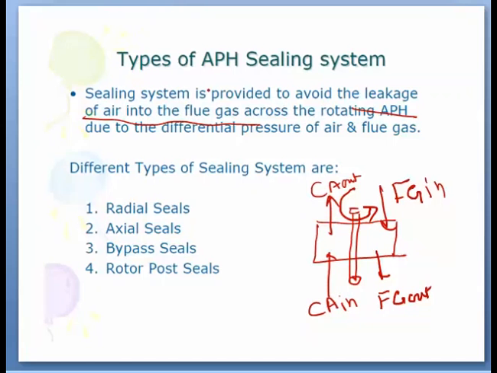So there are different types of seals. The ultimate purpose of providing sealing is to avoid the leakage and short circuiting of the air path with the flue gas path. There are the following types of seals used with the air preheater: the radial seal first, then axial seals, which we will see in detail in coming slides, then the bypass seal and the rotor post seal.